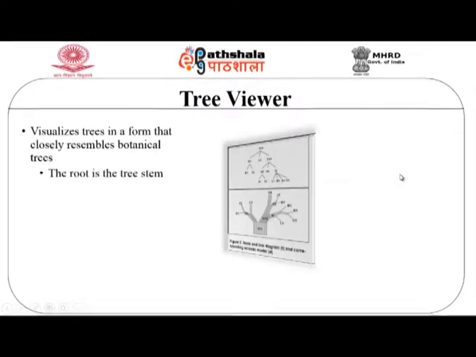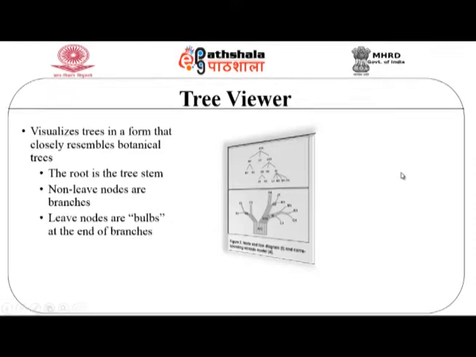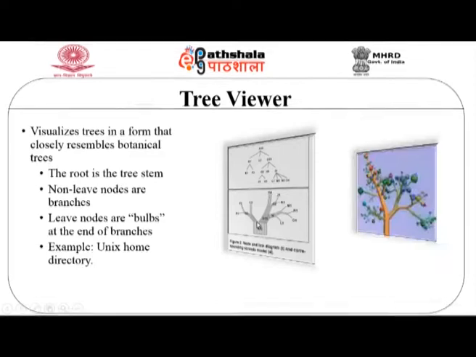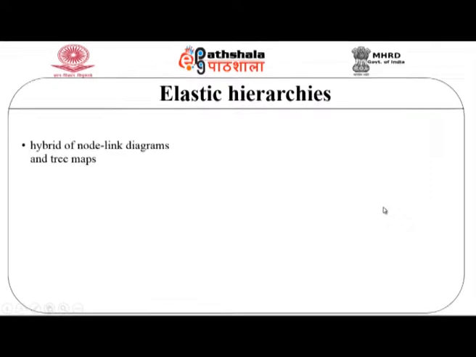Another representation technique is the tree viewer technique. In the case of a tree viewer, we try to visualize the trees in a form that closely resembles botanical trees. The root is the tree stem, and the non-leaf nodes are represented in the form of branches. The leaf nodes are represented as bulbs at the end of the branches. An example is a Unix comb directory, which is represented in the form of a tree viewer.